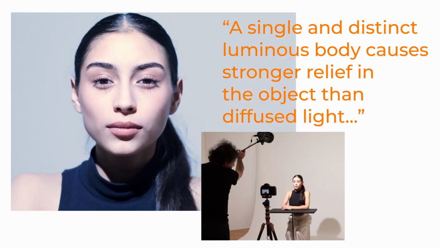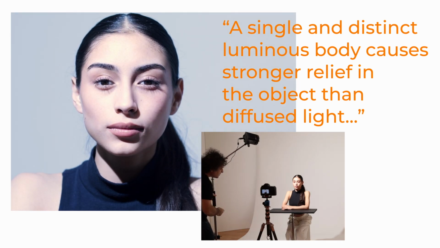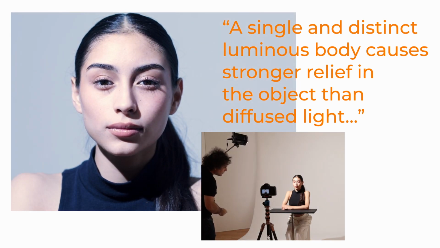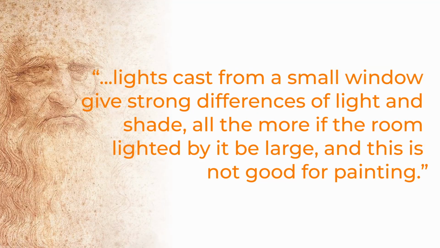Da Vinci knows that a small light source will cause sharp shadows. "A single and distinct luminous body causes stronger relief in the object than diffused light," and he warns against its use. "Lights cast from a small window give strong differences of light and shade, all the more if the room lighted by it be large, and this is not good for painting." His preference then is obviously for a large diffused light.